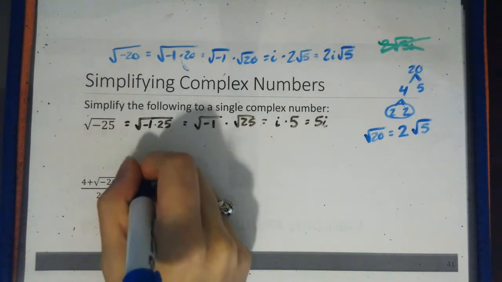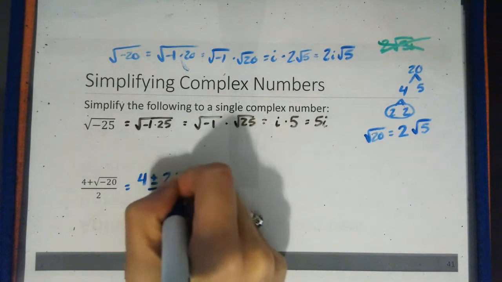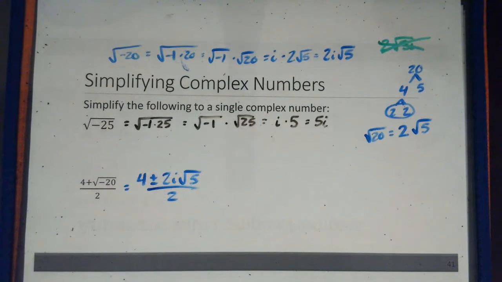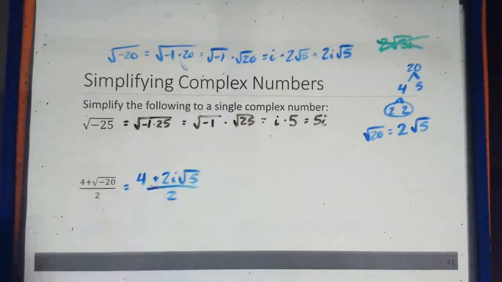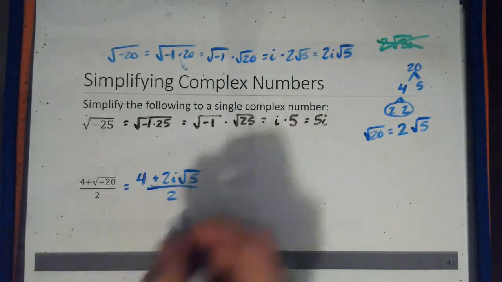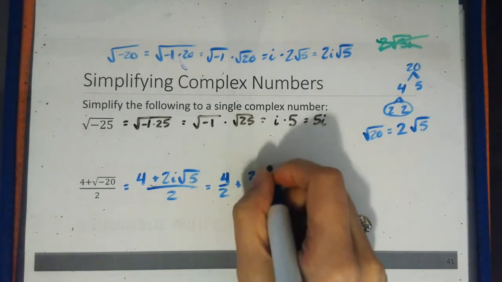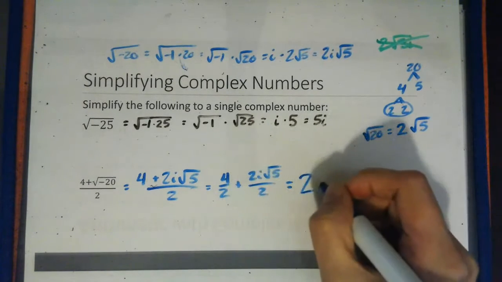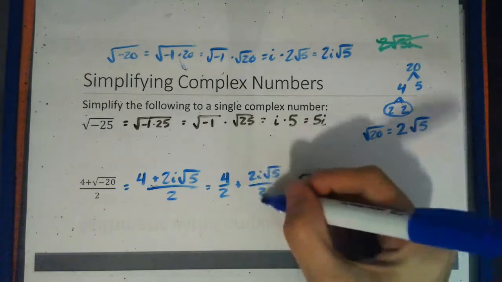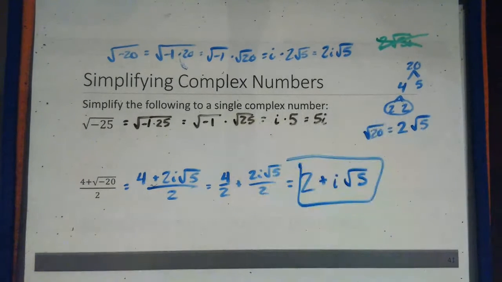So we have 4 plus 2i times the square root of 5, all over 2. Oh sorry, I wrote plus or minus, I'm just so used to the quadratic formula. This is just a plus. Now I can break that up into two fractions. We have 4 over 2 plus 2i times the square root of 5 over 2, and I can reduce those. 4 over 2 is 2. Then we have a plus sign. My 2's cancel, leaving me with i square root of 5. So you get 2 plus i square root of 5.